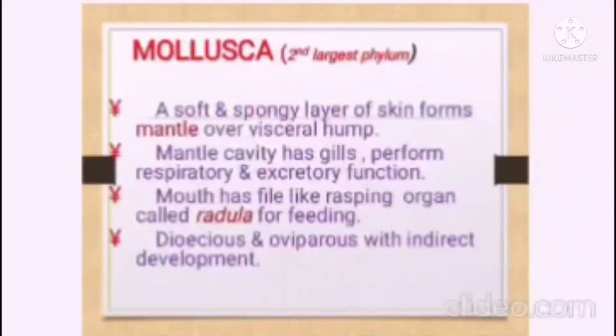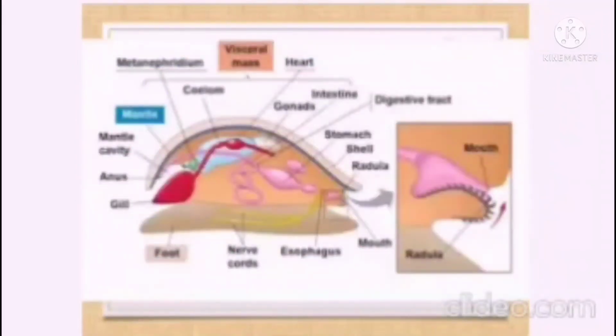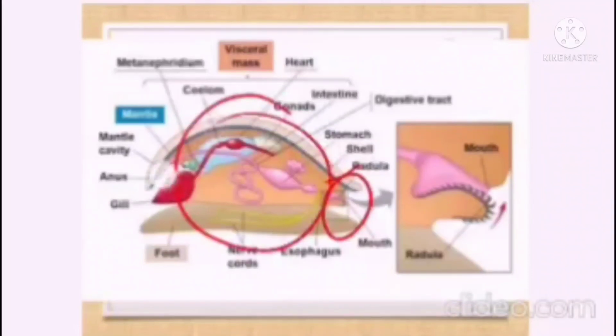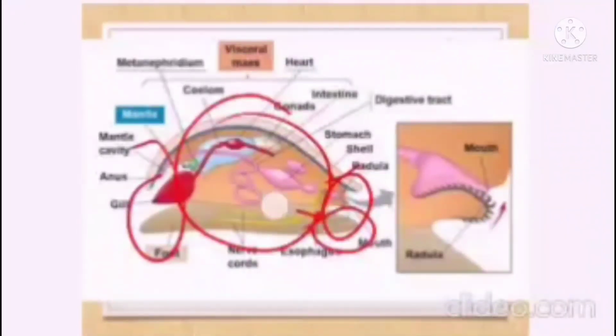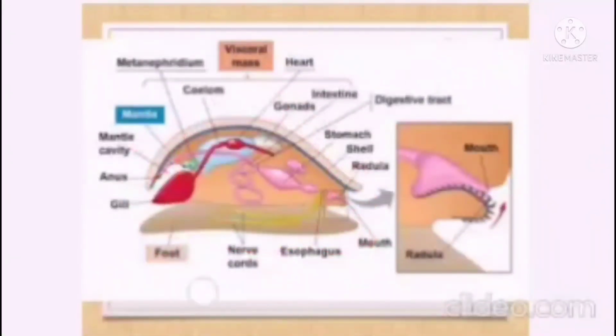Calcareous cells, okay. So that is the next point. The body has a distinct head, muscular foot and visceral hump. So you can find here, this one is your head, okay. This is the visceral hump, and this one is your foot, the ending part. So this is the head, okay. Thereafter you can find this one is your visceral part, and this one is your foot. So this is the structure you see in these molluscs, right.